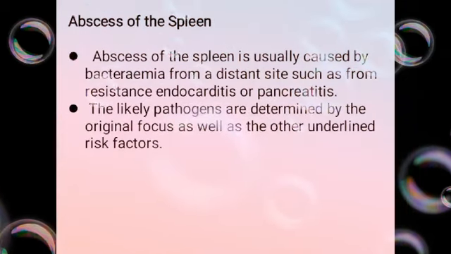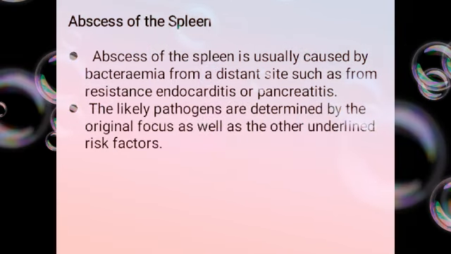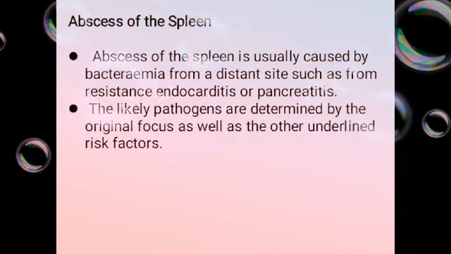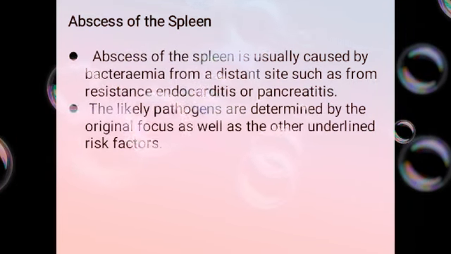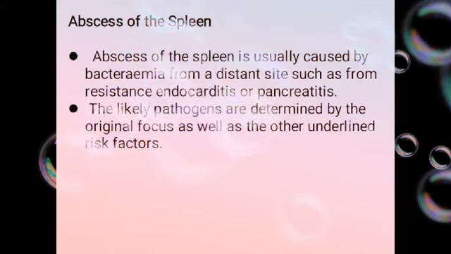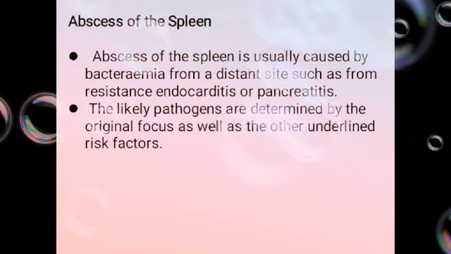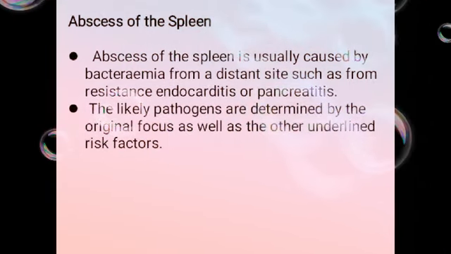But having said that, today we are looking at the disorders that affect the spleen. That has been just the anatomy and physiology of the spleen. Now straight away we are going to start talking about the disorders that affect the spleen itself. So the first disorder is the abscess of the spleen.